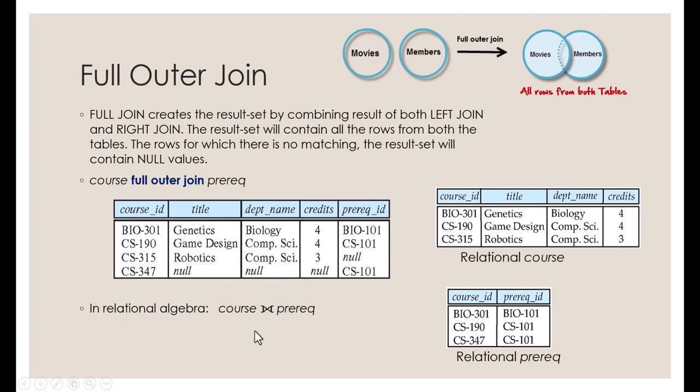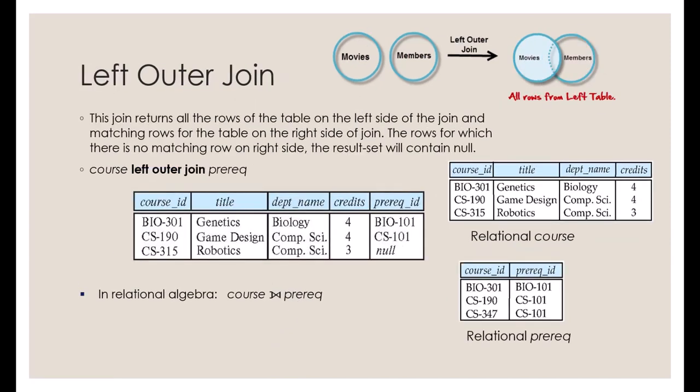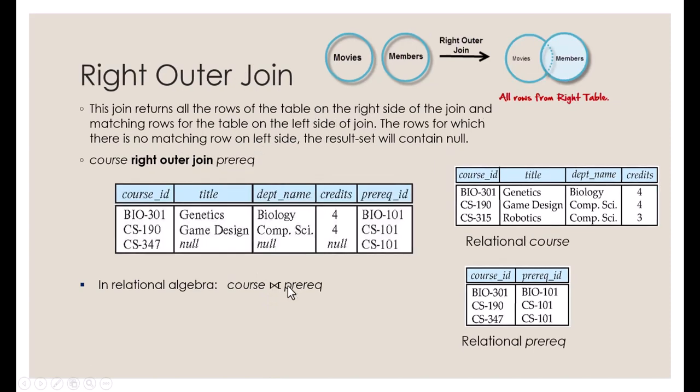And this is a symbol that you use, so it's kind of like natural join, but if it's left outer join, it's going to have a little opening pointing to the left-hand side. If it's right outer join, it's going to be pointing to the right-hand side.